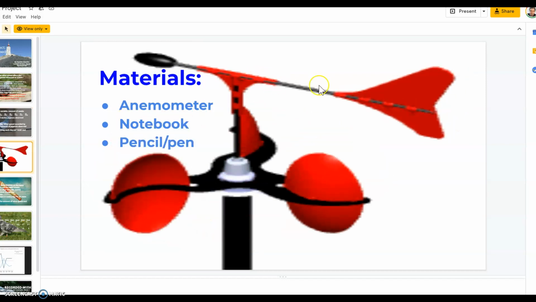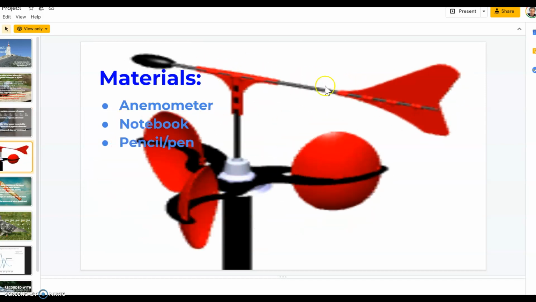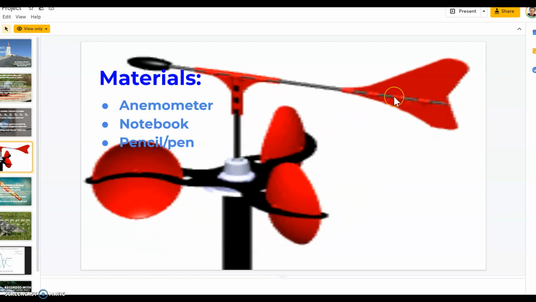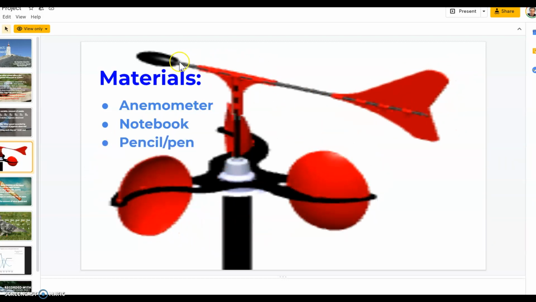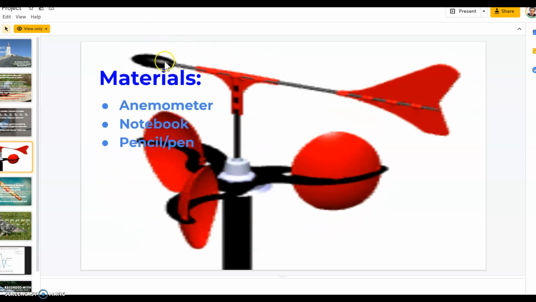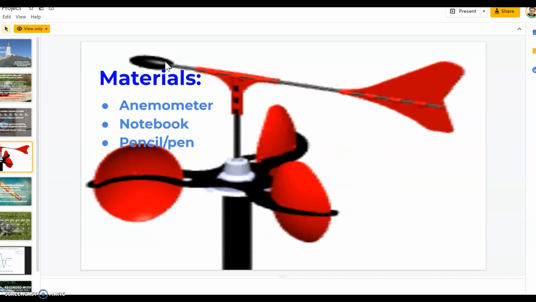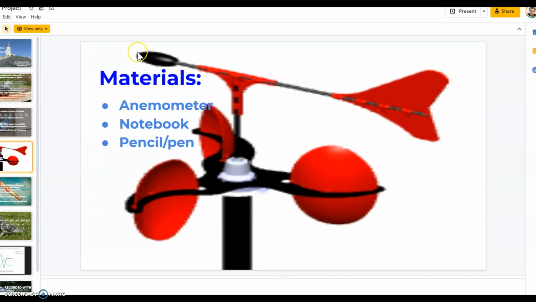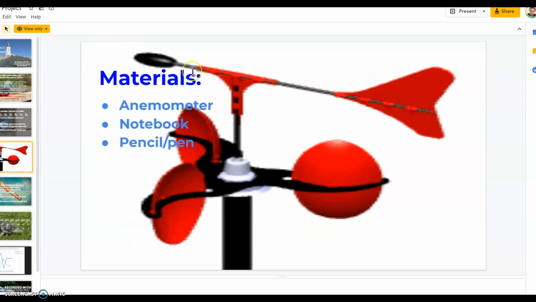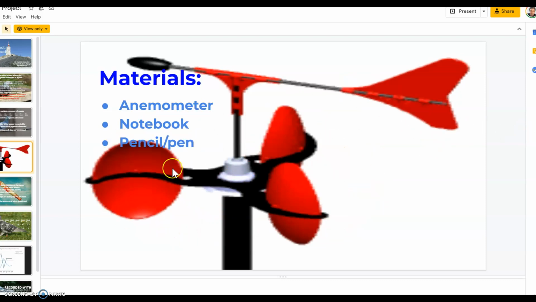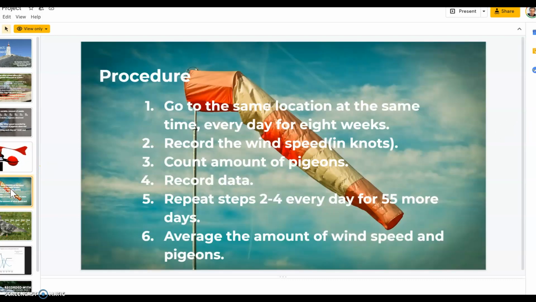Okay, what's this right here? It's a wind vane. This is something that tells you the direction the wind is blowing from. The smaller end is always going to point where the wind is coming from. So it's coming from our north by northwest here. And so your tail is always going to be going away from the wind. And let's see, 55 days they recorded this.